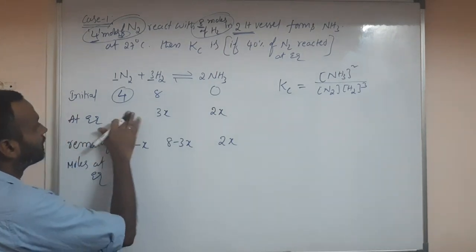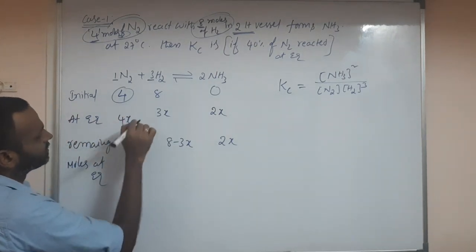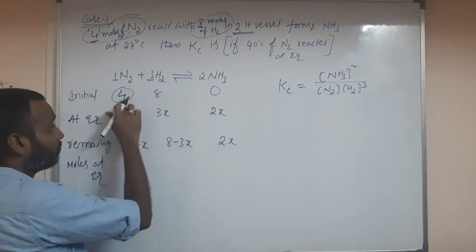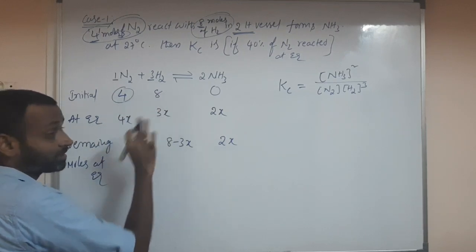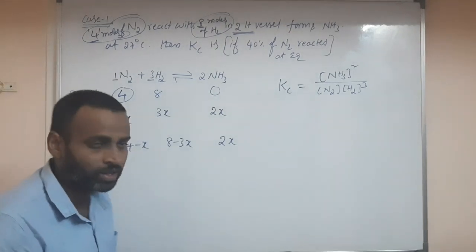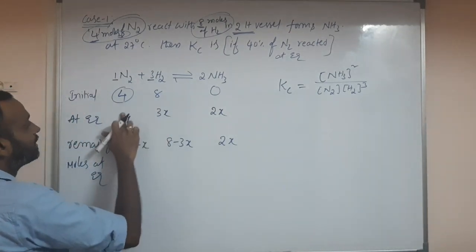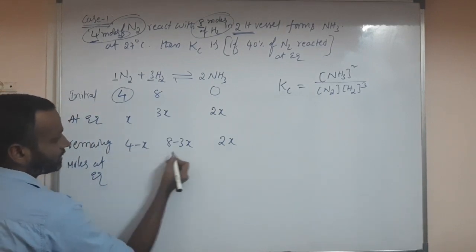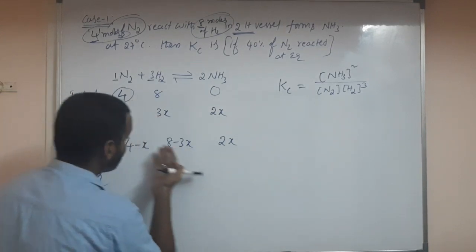Few people think, sir, 4 moles is there, so 4x. In the previous case 1 is there, x; 3 is there, so 3x. Now 4 is there, so 4x, 8 is there, so 8x. No, that much is not required. Simply 3x will react and x will react. So remaining moles are 4 minus x, 8 minus 3x, 2x, because excess is there.